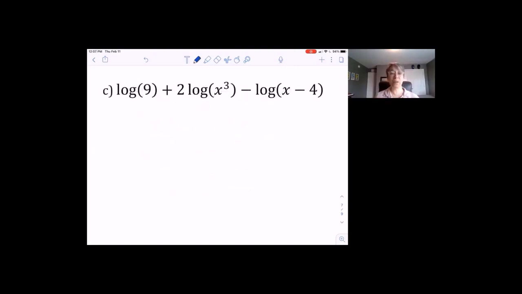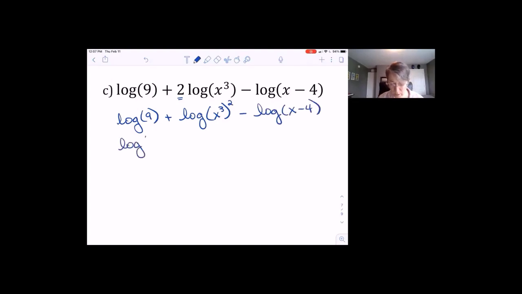All right, in part C, again, we have a couple of things going on. Let's move this coefficient of 2 first. So common log of 9 does not change, plus the common log of x cubed. We're going to move that 2 and make that an (x cubed) squared, minus the common log of (x - 4). We can simplify that x cubed being squared. So we get common log of 9 plus the common log of x to the 6th. Remember, power to a power, we multiply, minus the common log of (x - 4).